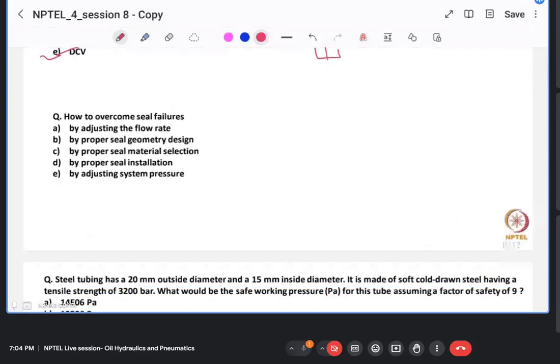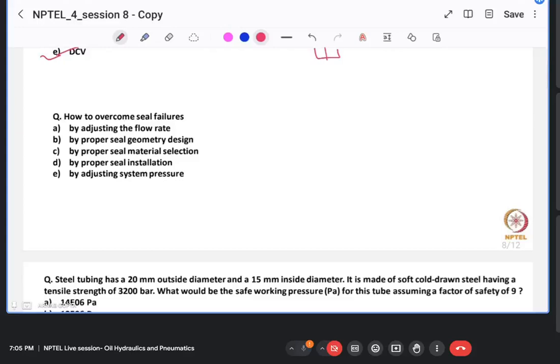How to overcome seal failures? In hydraulic systems, seals are used in many places, particularly where you have mating parts and you don't want the pressurized fluid from one side to leak into the low pressure region on the other side. For example, in a double acting or single acting piston cylinder, you don't want the pressurized fluid to leak to the low pressure side of the piston. So there you need seals.